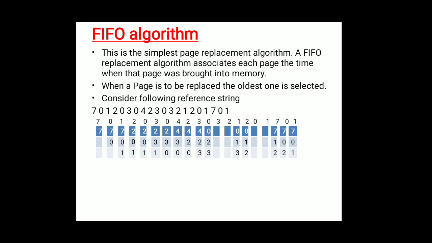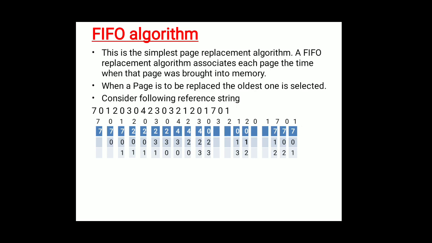Now coming to the last page, that is page number 1. Page number 1 is also not available in the memory, so you have to get it from the hard disk and store it in the frame. This 1 will take the place of 2, since 2 is the oldest page, the page which entered first, and it will be replaced with 1, that is 701, and it will be marked as a page fault.